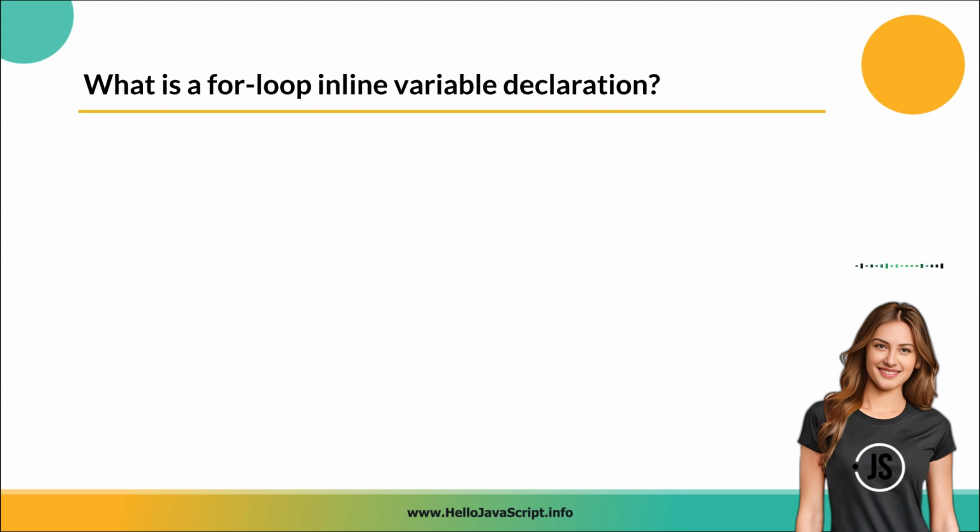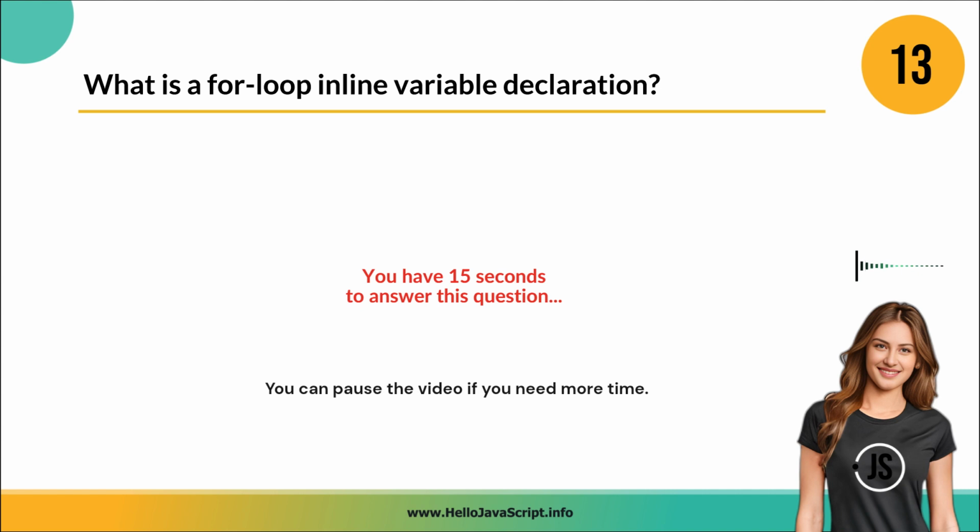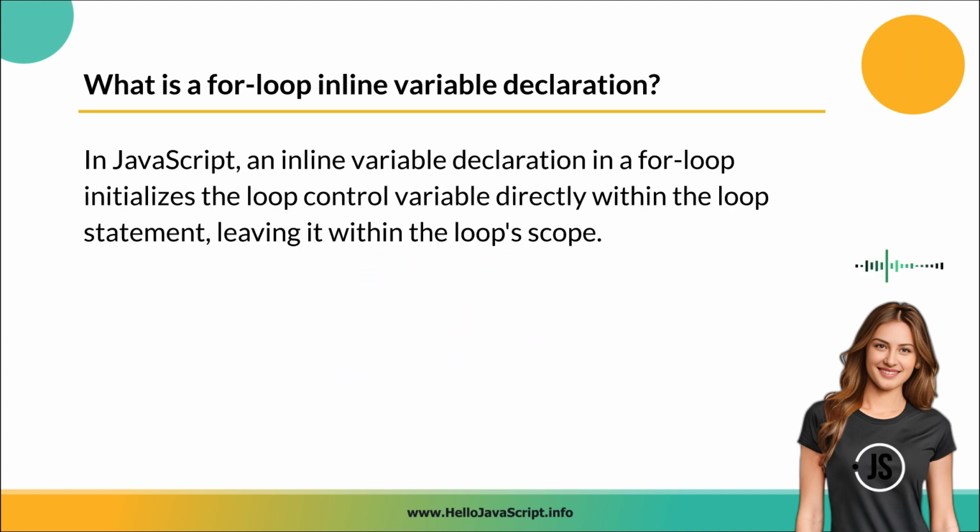Let's look at the next question. In JavaScript, what is a for loop inline variable declaration? The correct interview response is: in JavaScript, an inline variable declaration in a for loop initializes the loop control variable directly within the loop statement, leaving it within the loop scope.